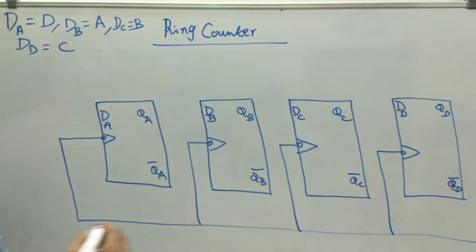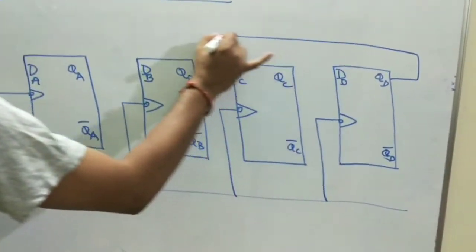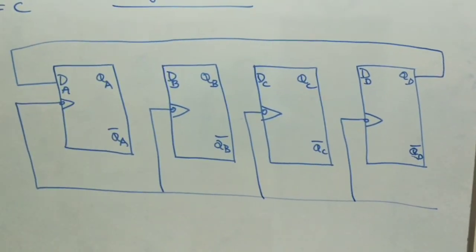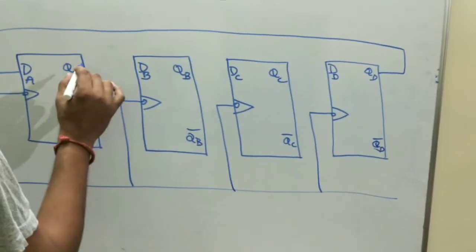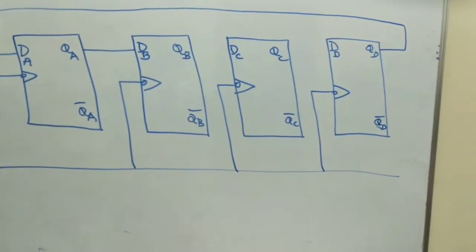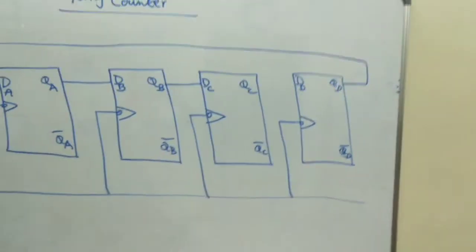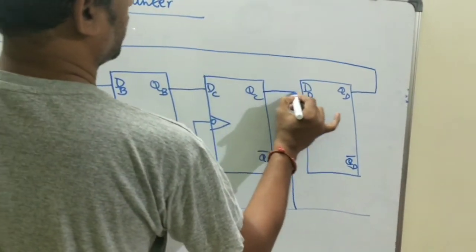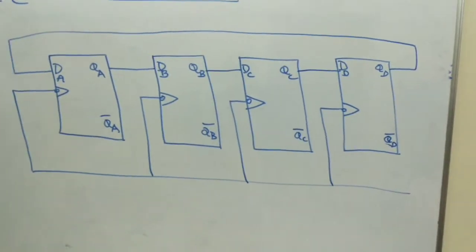For DA it is D. D means we are going to take the value of the D flip-flop to DA. What is the DB value? DB takes the value of A. And then DC takes the value of B, and DD takes the value of C. So this is the circuit for a ring counter.